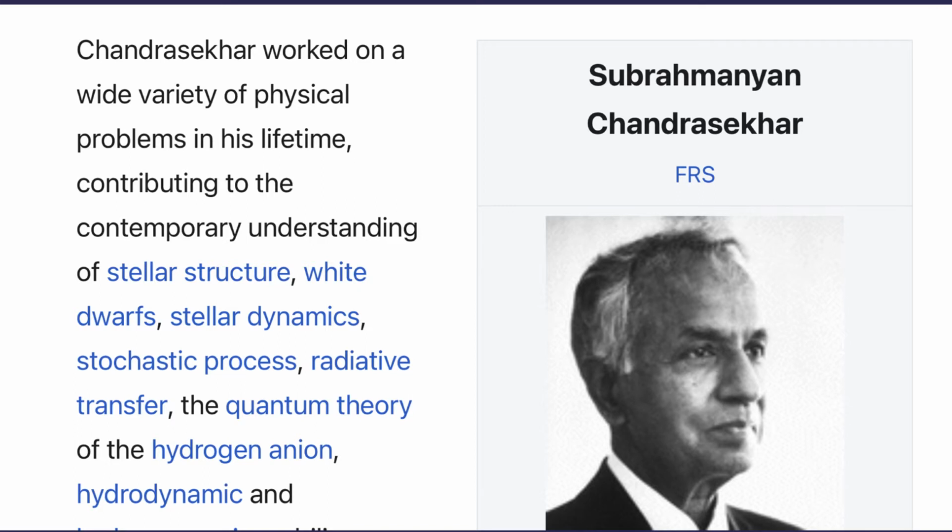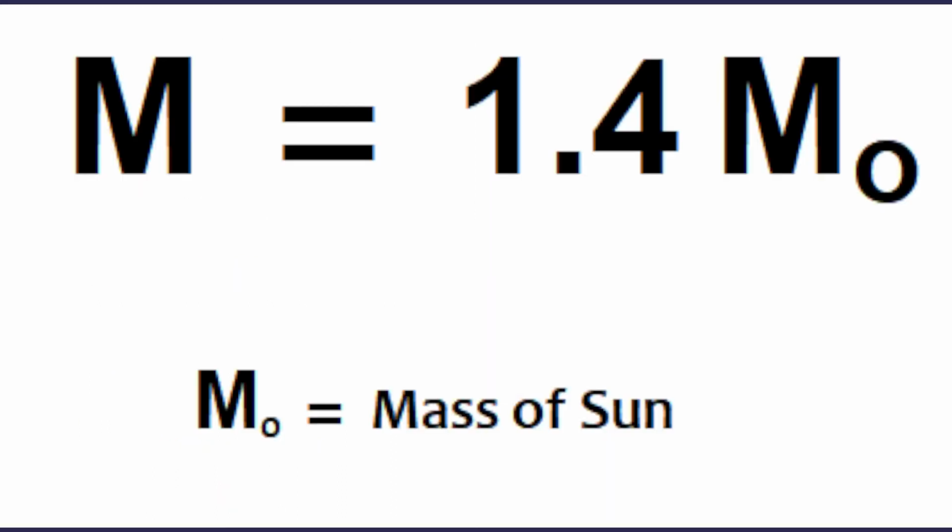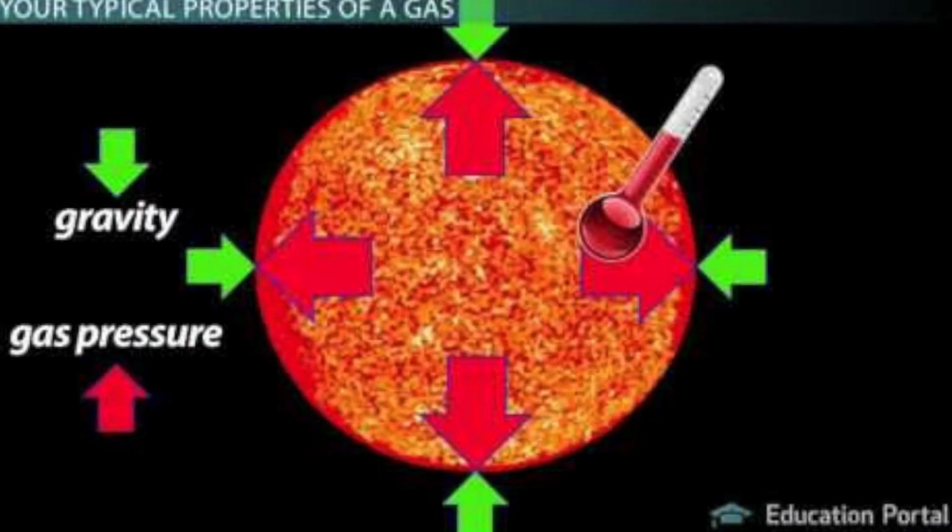The Chandrasekhar limit is the maximum mass of a stable white dwarf star. The currently accepted value of Chandrasekhar limit is about 1.4 solar mass. White dwarfs resist gravitational collapse primarily through electron degeneracy pressure. That is because of Pauli's exclusion principle.